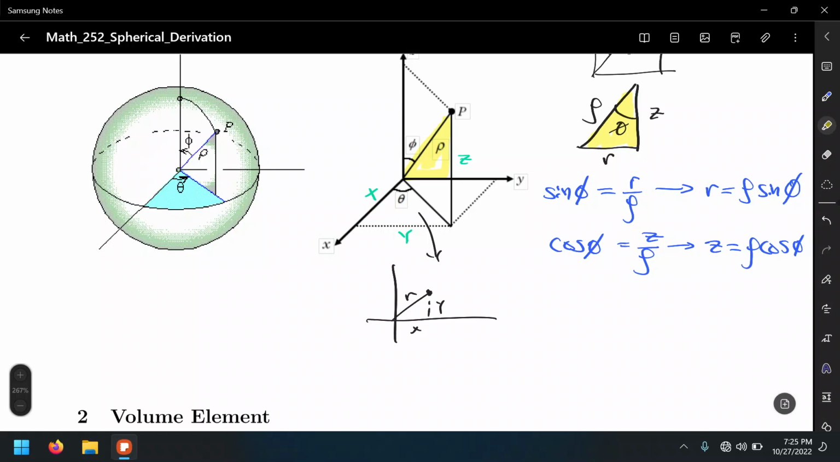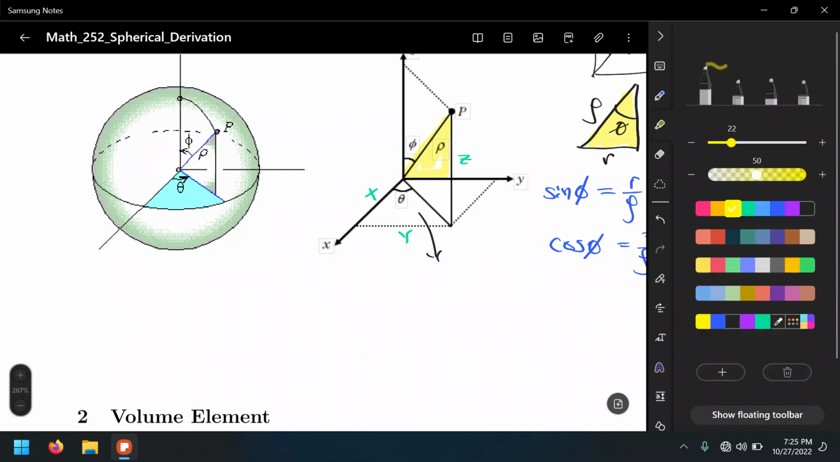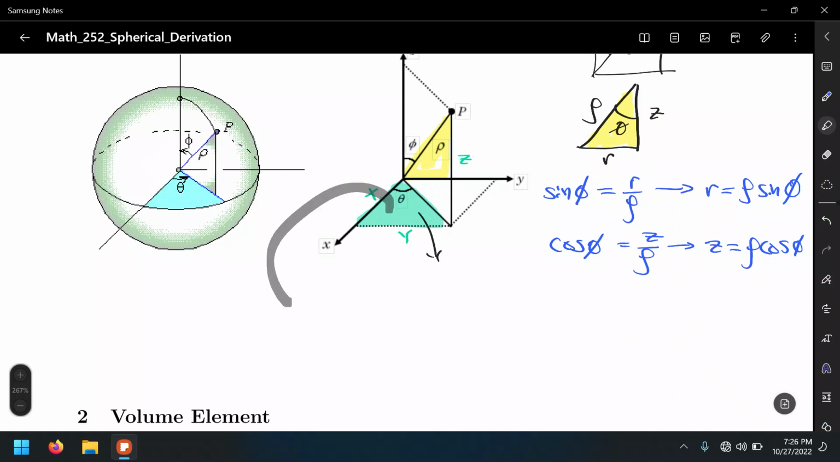Now we're going to set another triangle. So that's the triangle in the z direction. So we are going to set up another triangle in the plane direction, in the xy direction. So this is going to be given by this. I'm going to draw another triangle. Let me draw it here.